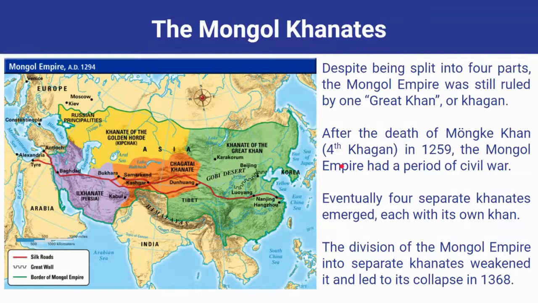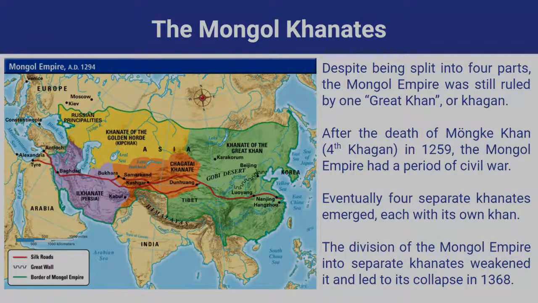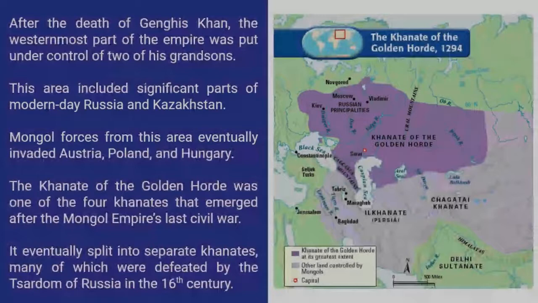This division, though, you need to understand, weakens them. A big part of the Mongol strength was the fact that they controlled everything. So this weakening of them eventually leads to their collapse, which you could say was fully complete by 1368. So very short-lived, but very powerful.